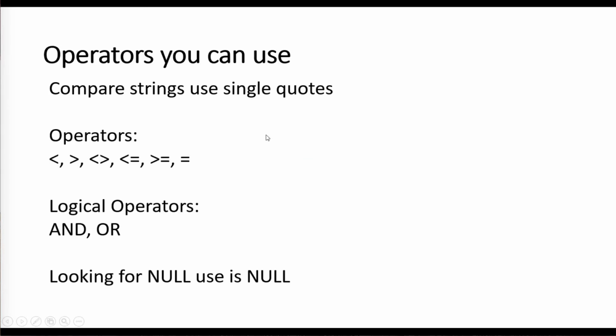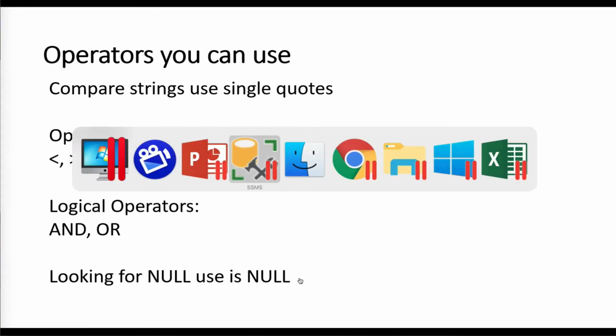So here's some operators you can use. Again, you compare strings using single quotes. You can use less than, greater than, not equal to, less than or equal to, greater than or equal to. There's some logical operators we'll look at. And if we're looking for null, we'll use is null. So let's jump over and do a few queries here.